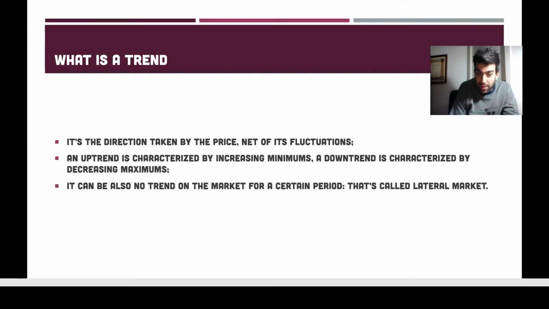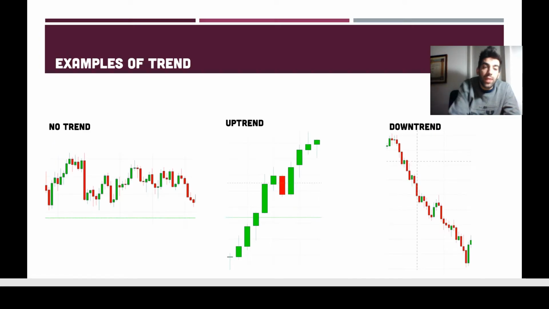That's called a lateral market. And it's very important and fundamental to recognize a lateral market, because some lateral markets can also give us a message, maybe a warning. While an uptrend can tell us, okay, buy, and a downtrend will tell us sell, a lateral trend, so no trend on the markets, can tell us stay out of the market. So don't open a position. And this could also be a very important and useful message.